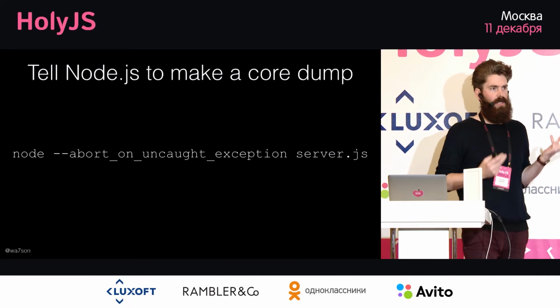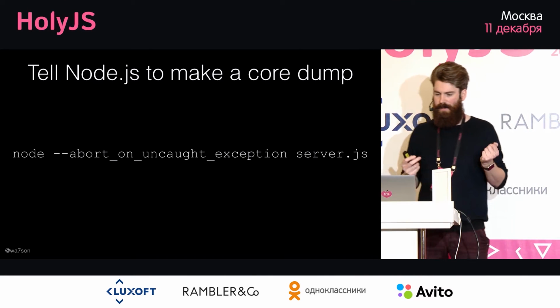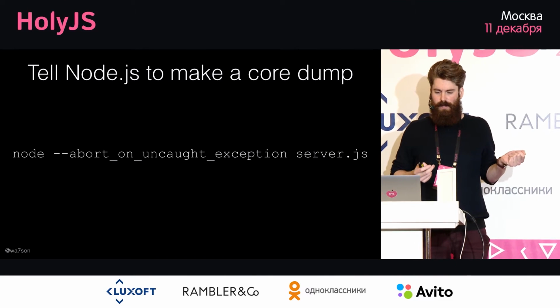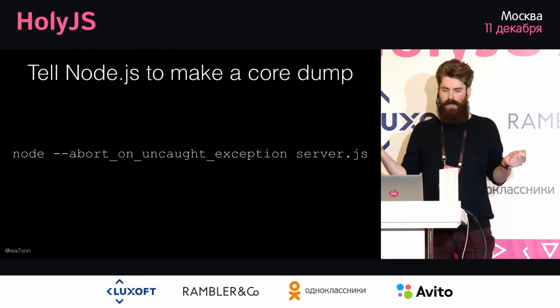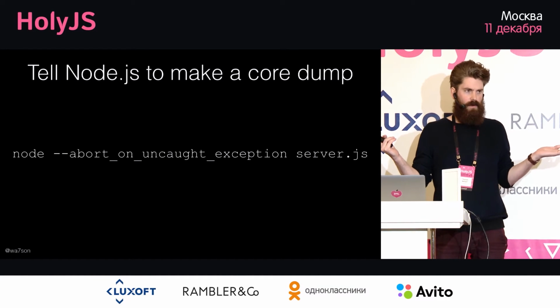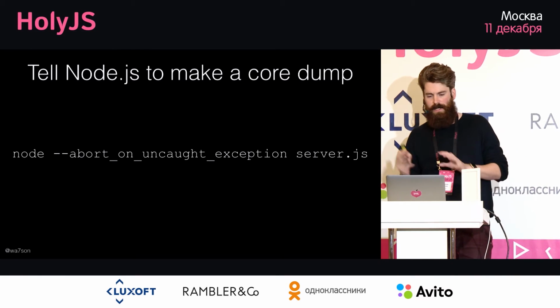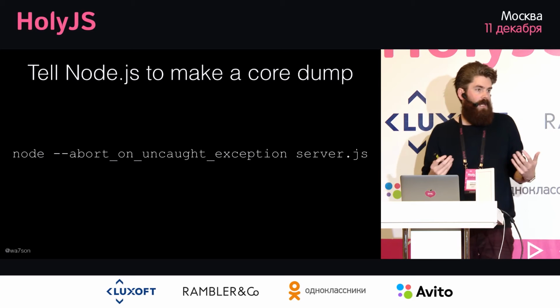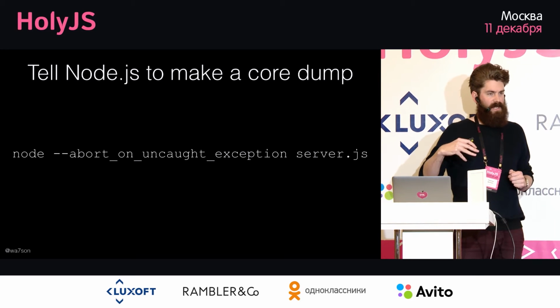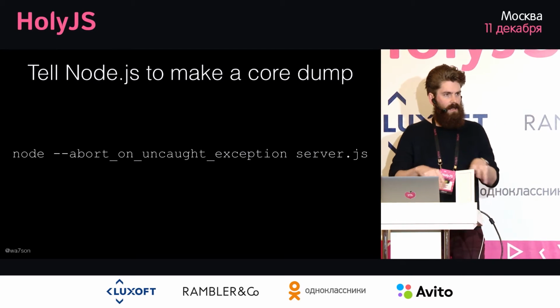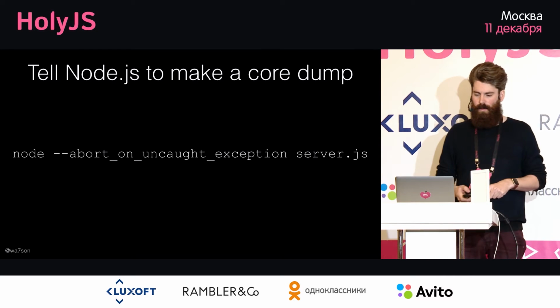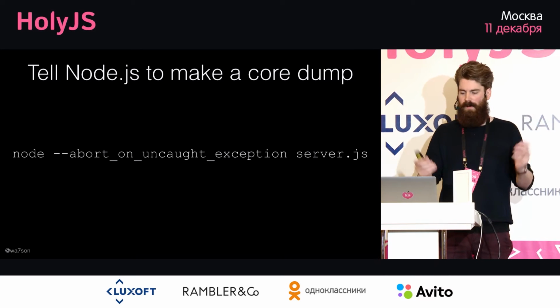So you need to tell Node to make a core dump, and the way you do that, you run it in production with this flag, abort on uncaught exception. It was like, of course you would abort on an uncaught exception, that makes no sense, that's what it normally does. So it's named a little weird, but basically you're telling Node to, besides printing a stack trace, just write a core dump to disk, whatever was in memory at the time of the crash.